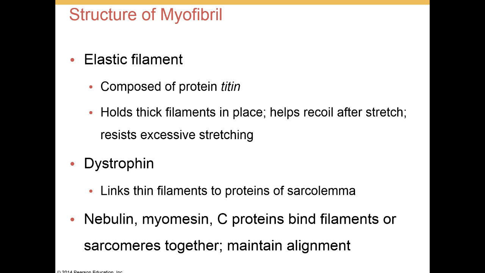Now there are some other proteins found in the sarcomere, in the myofibril. Nebulin is the protein that's found at the Z disc. Myomesin is the protein at the M line that holds the thick filaments together. And there are C proteins that will bind many myofibrils together. Most of these, the titin, the nebulin, the myomesin, are responsible for maintaining alignment of the thick and the thin filaments.